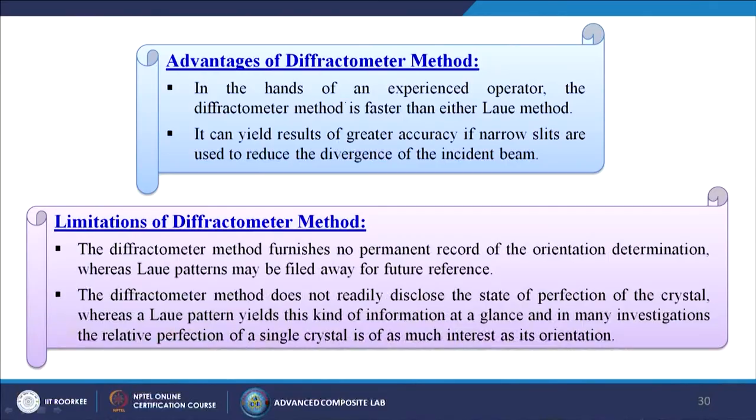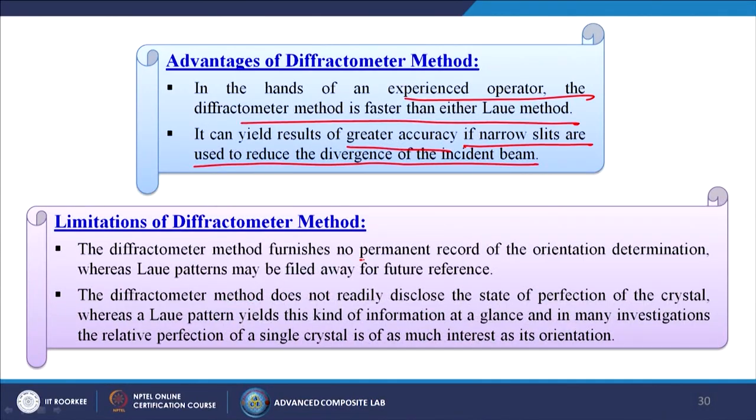We have already discussed XRD and stereographic projections. Now, what is the advantage of the diffractometer method? In the hands of an experienced operator, the diffractometer method is faster than either Laue method. It can yield results of greater accuracy if narrow slits are used to reduce the divergence of the incident beam. But of course, there are certain limitations.